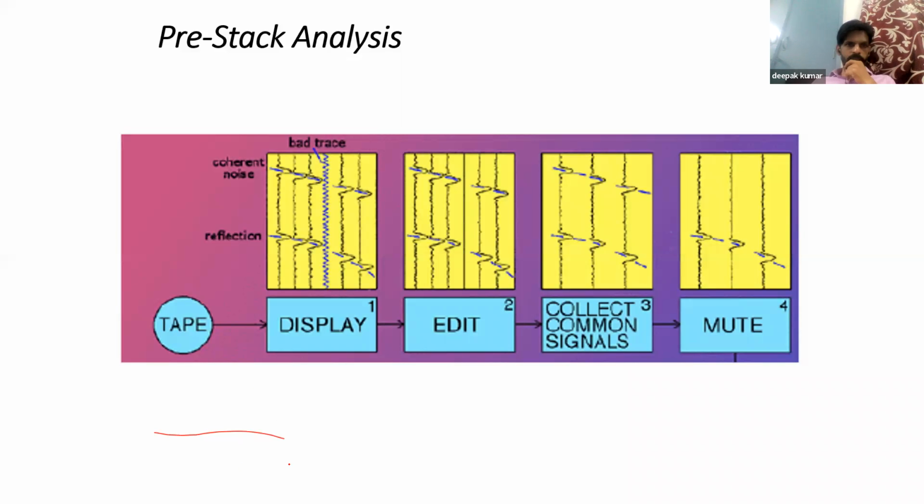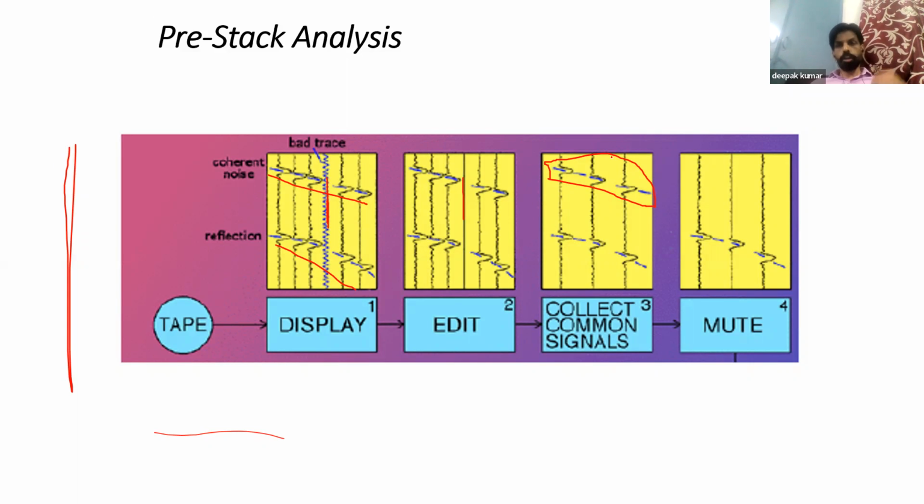I have already discussed this in the first slide itself. See, this is my direct arrival, and these are my reflected arrivals. And this is my dead trace. So I applied trace killing, I removed this, and then I applied top mute or front end mute. We applied top mute to remove this.